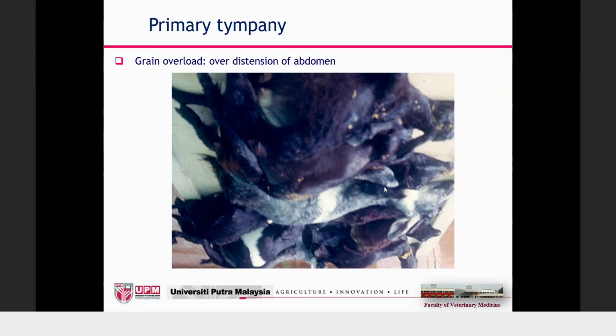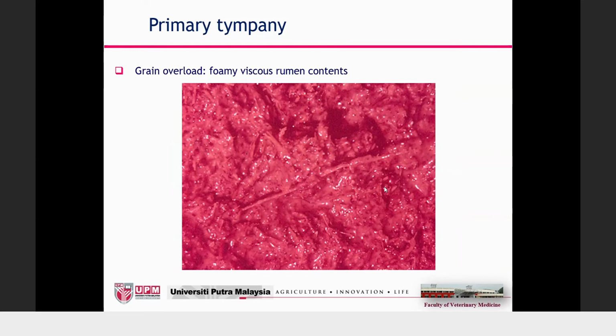So a quite big number of animals in the herd die off due to what we call grain overload, and they have very severe distension of the abdomen. And what we expect in this case, if you get a grain overload, but please remember this foamy material might escape within 10 to 12 hours, you expect to see foamy, viscous rumen content in the rumen.